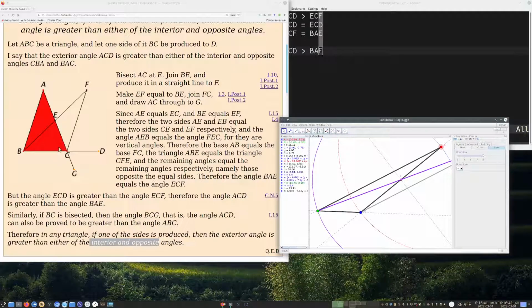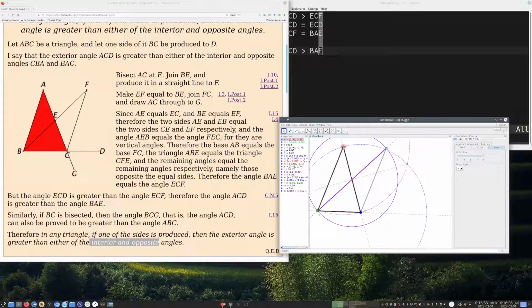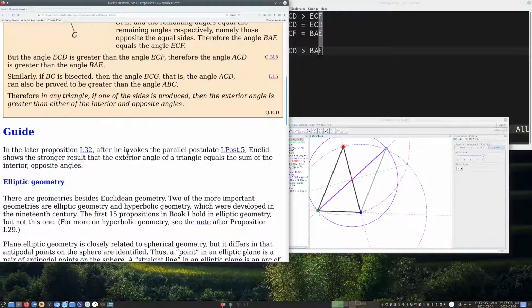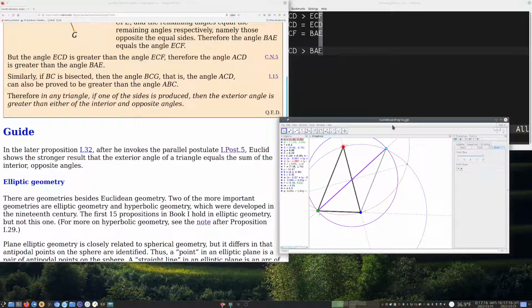Okay, well, if we subtract this from both of them, then AB, right, okay. Then this angle plus this angle are going to need to equal this bigger angle here. Right, okay. But he's starting, I think, in this direction with just proving an inequality. All right, guide. Right, okay, this is exactly what I just said. In the later proposition 1.32, after he invokes the parallel postulate, postulate 5, okay, save.